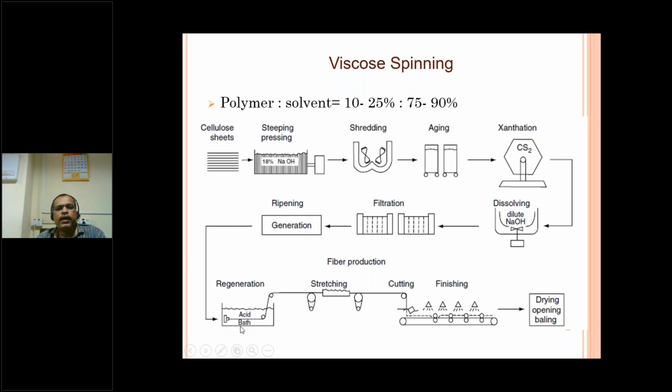Then spinning and regeneration. Regeneration is the conversion of this polymer solution, the cellulose solution, back into cellulose. That is the acid bath. Sulfuric acid converts this into regenerated cellulose in fiber form. Sometimes people use zinc to delay this regeneration process for the stretching and orientation of the viscose filaments. This is the stretching, and here is the cutting and finishing. Then drying and opening, and a bale is prepared. Then it is sent to industry for yarn spinning.